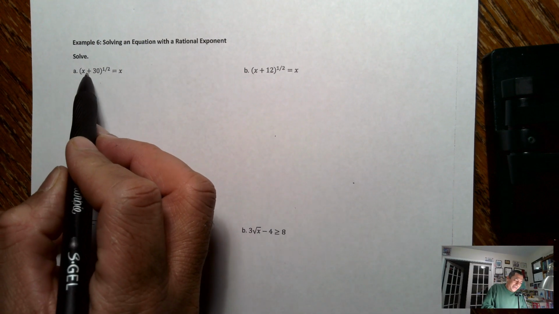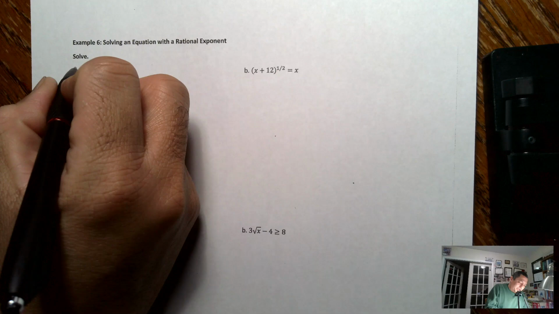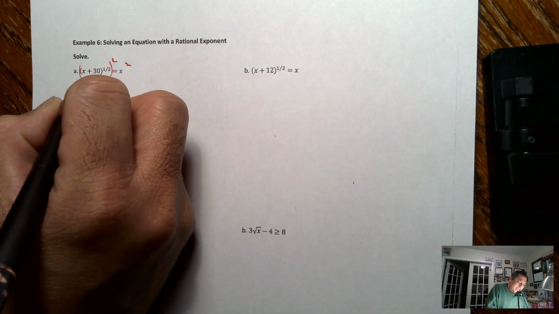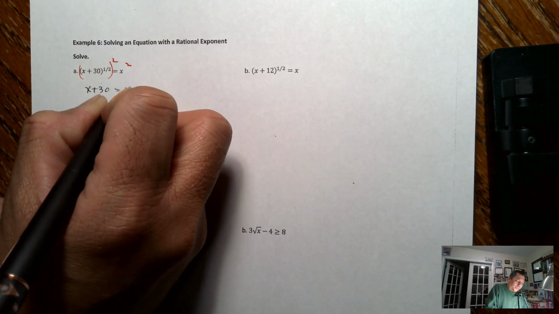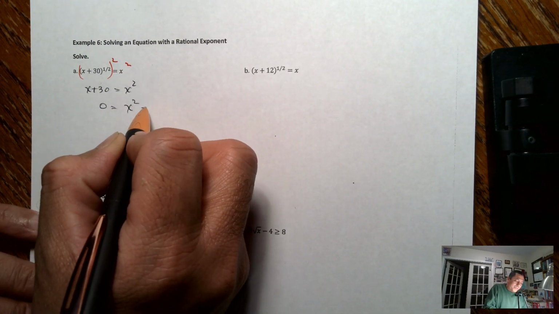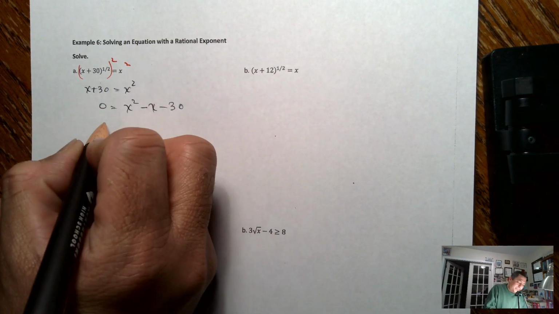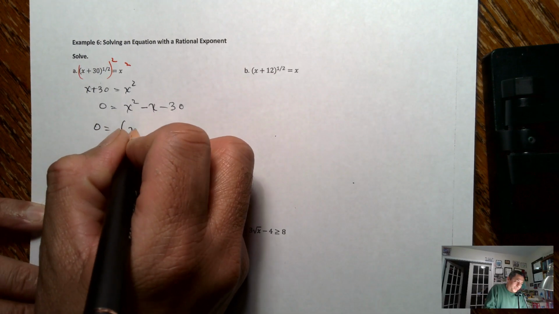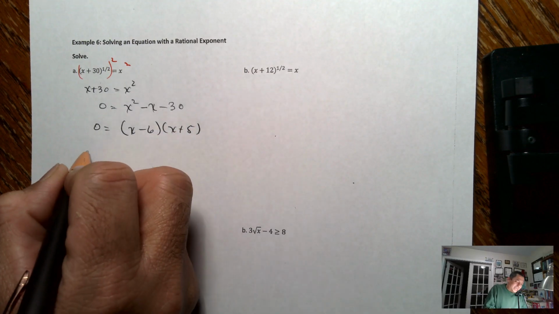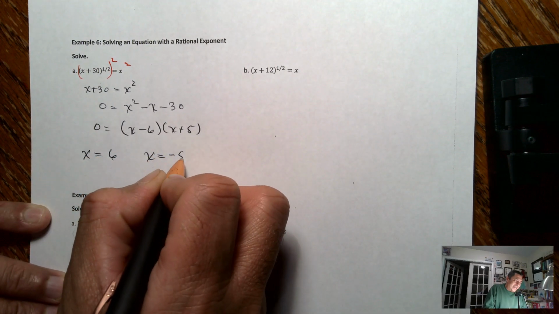Now in this case I have x plus 30 to the 1/2. The reciprocal is 2, so I'm going to elevate both sides to the second power. So what I have here is x plus 30 equals x squared. So I'm going to have that 0 is equal to x squared minus x minus 30. Now we factorize 6 and 5. So I have 0 is equal to x minus 6, x plus 5. Zero product property, I'm going to have x equals 6, x equals negative 5.